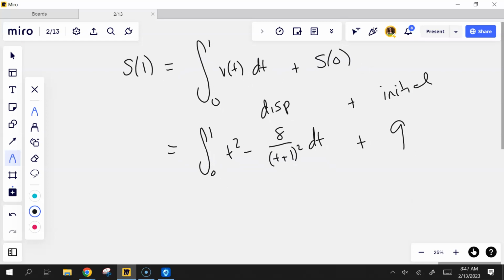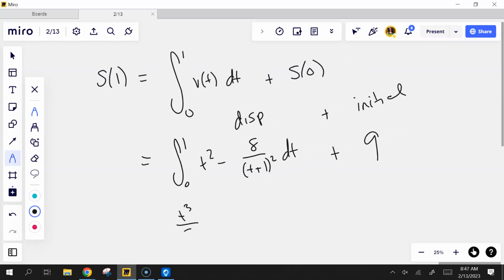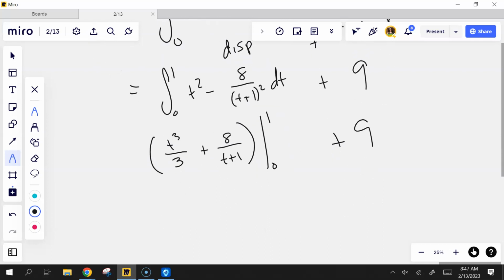So I already know, remember we already said that this was t cubed over 3 plus 8 over t plus 1. I'm going to evaluate that from 0 to 1, and whenever I'm done, I'm going to add 9 to it. A lot of times this is easy because 0 is one of your values if you're going over a time period. But let's see, I got 1/3 plus 8 over 2 minus, now I'm going to plug the 0 in, 0 plus 8.